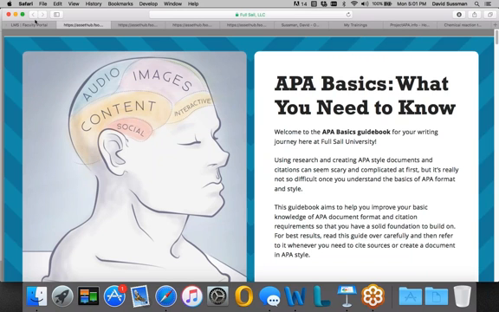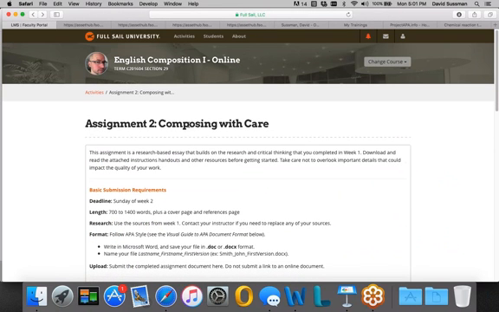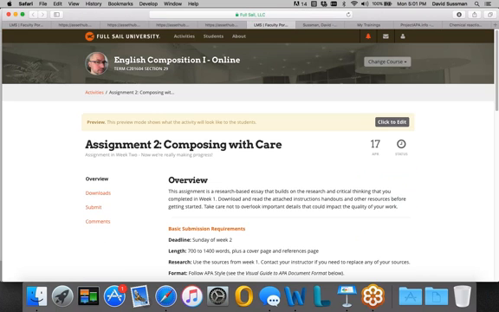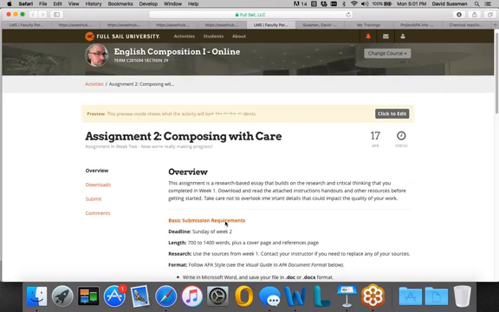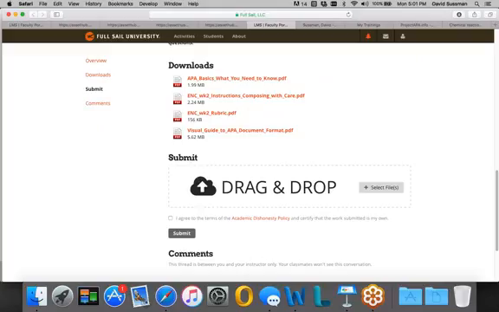By the way, this all comes from here. This is assignment number 2, Composing with Care. Actually, your version is going to look more like this. So from the student's end, you see something like this. And then for downloads, which will take you to the bottom of the page, you have all this stuff. This kind of awkward looking title, Instructions Composing with Care, is the actual assignment instructions, so make sure to read those.